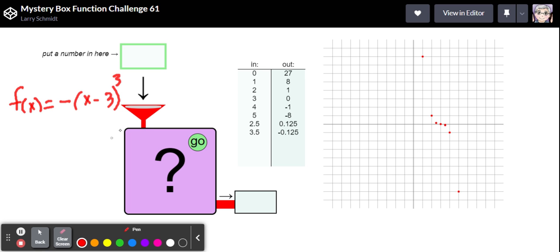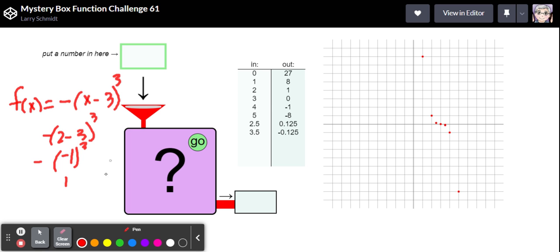We should test a couple of points here. Let's try putting a 2 in there. So I'd have a -(2 - 3) cubed. So 2 minus 3 is -1, and -1 cubed is -1, and a -1 is a +1. So if I put in 2, I should get out a +1, and I do. Awesome.